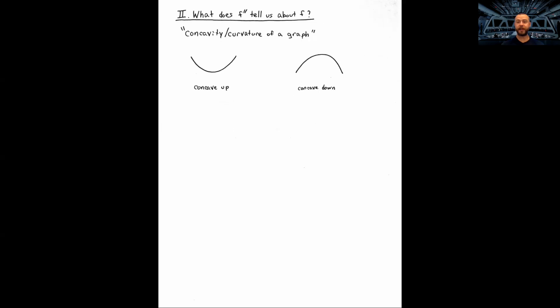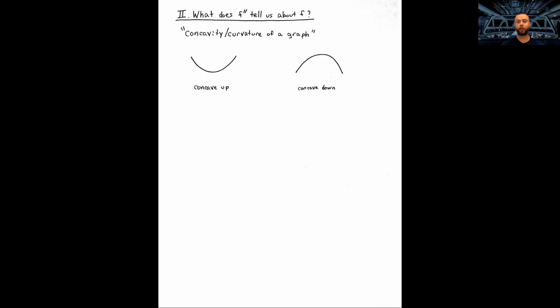Okay, so we have two standard examples here of each. We have a shape of a graph here which we're going to call a concave up shape, and then another shape that's called concave down. So just imagine each of these as a small part of a much larger graph of a function. Each of these small pieces, on the left is concave up, on the right is concave down.